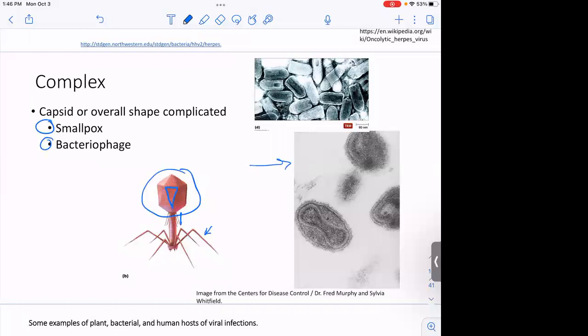Sometimes rabies virus is considered complex because it has this bullet shape. That's actually not due to the capsid, it's actually due to the membrane around it, some proteins in it, but again, it's not really symmetric. It's not kind of a normal shape.